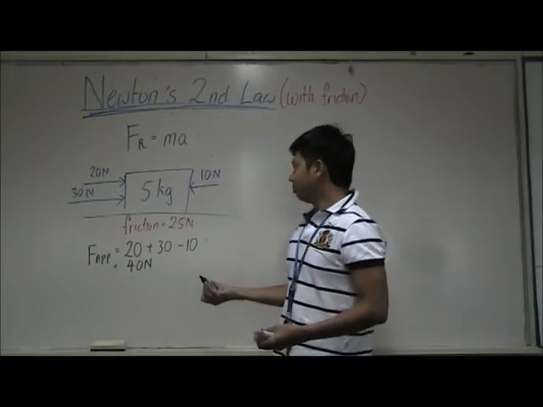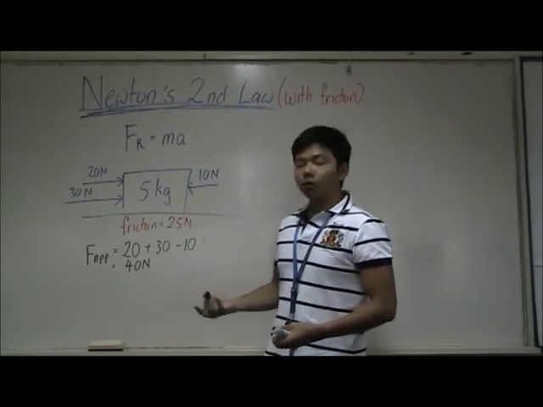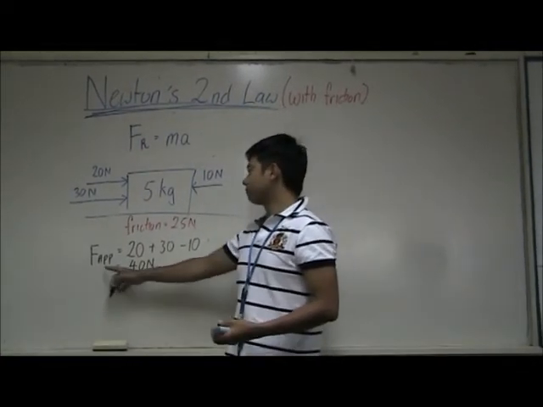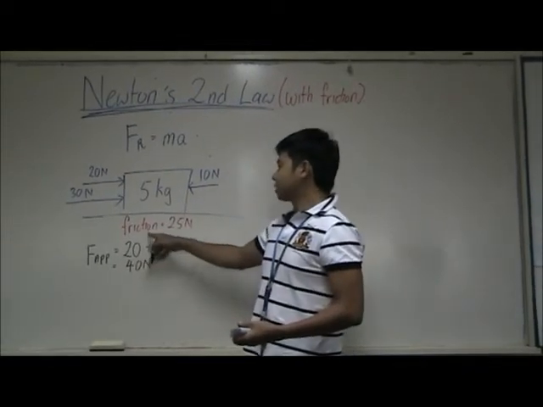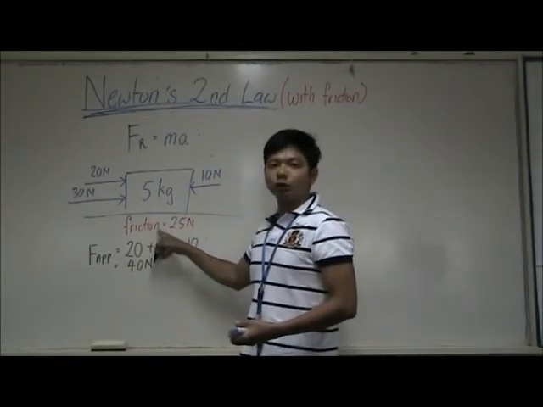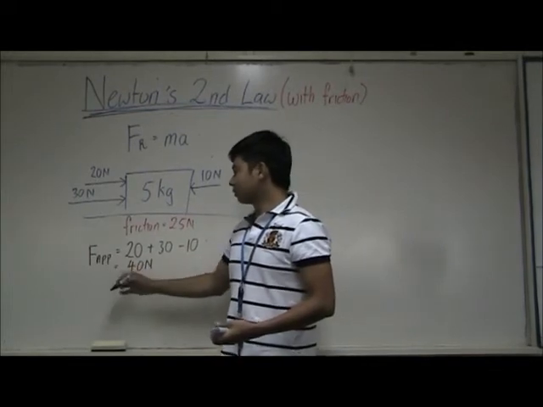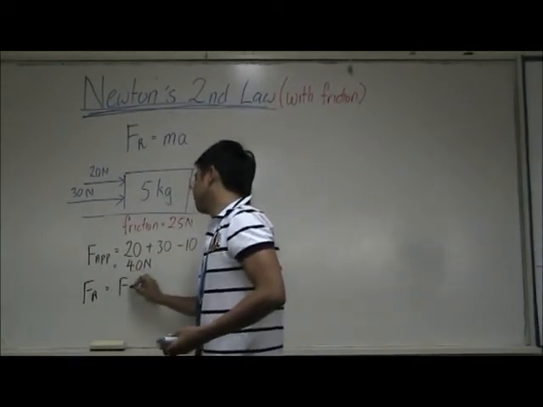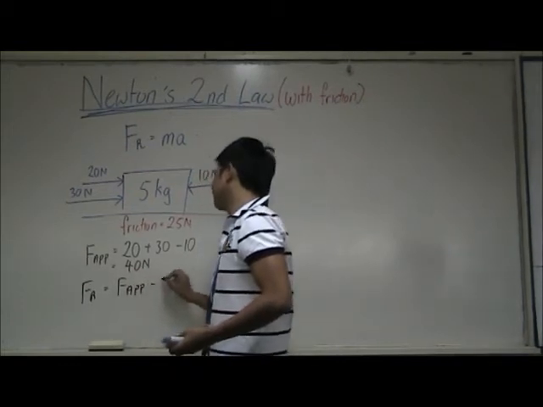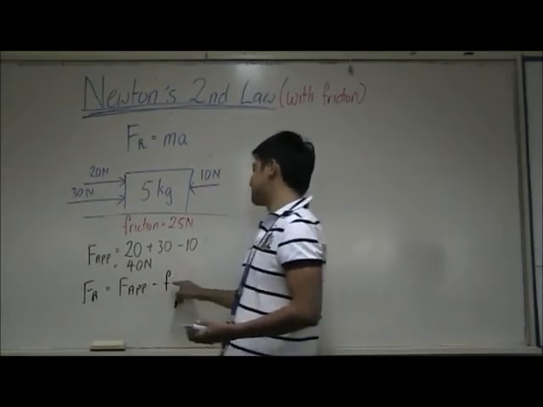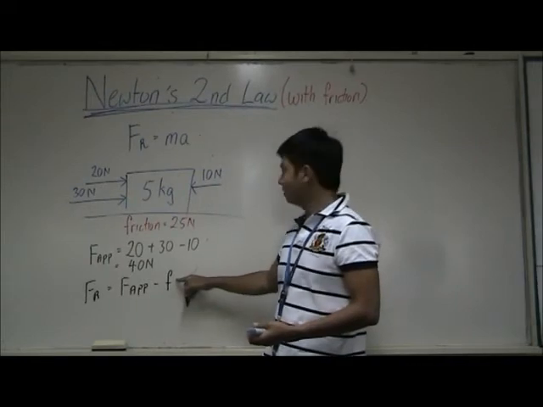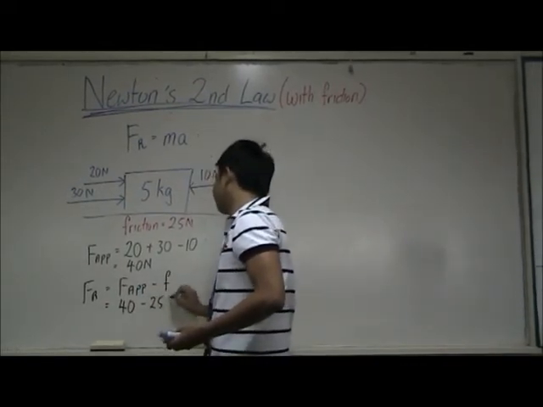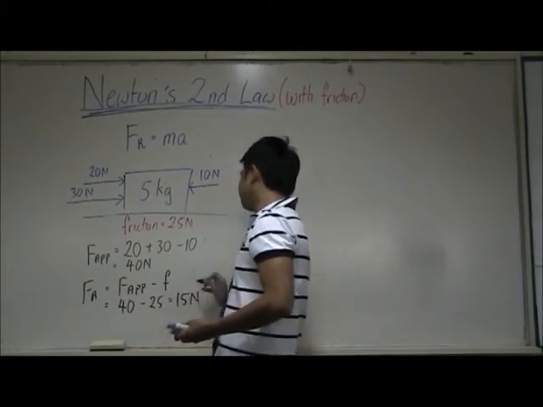Okay, next we can go on to find the resultant force. Resultant force is basically the combination of the force applied and the friction. And since friction always opposes the applied force, resultant force in this case will be the applied force minus away the friction, which is denoted by a small letter f. And this will give us 40 minus 25, which is 15 Newton.